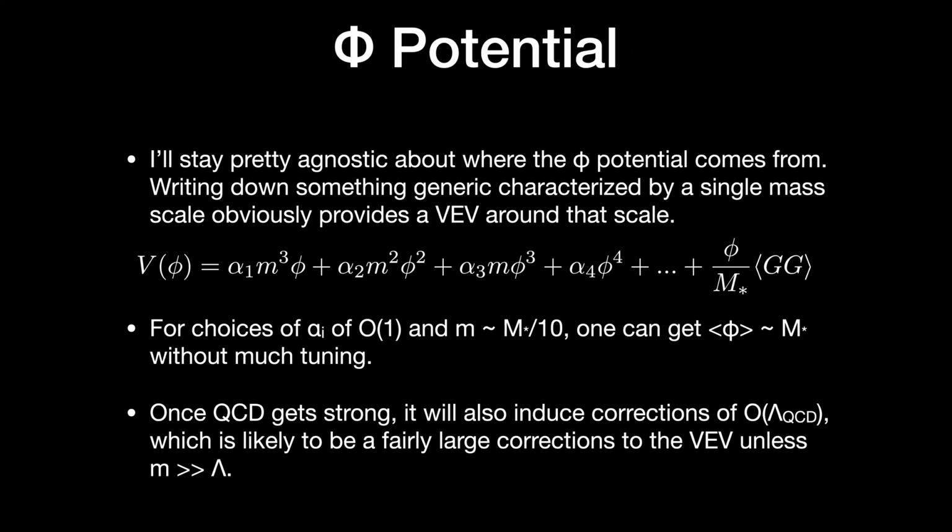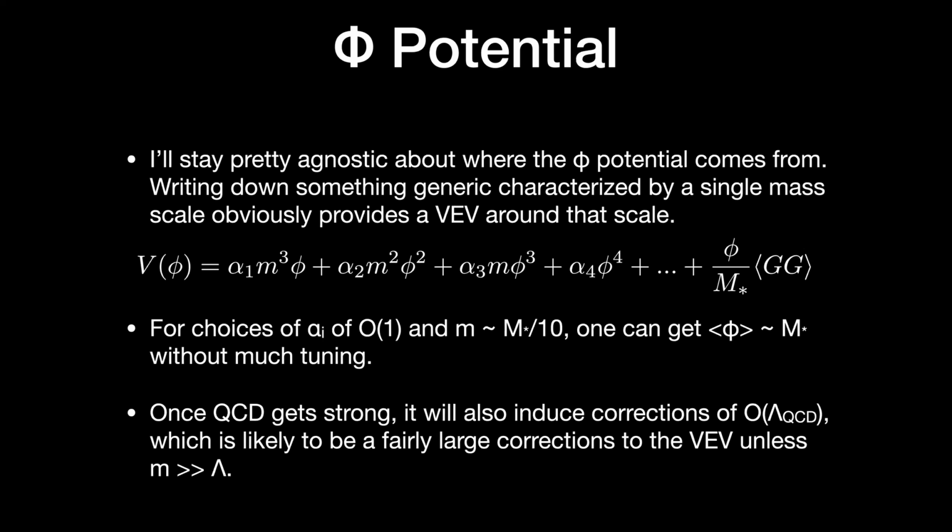So you can imagine that the potential is just given by some polynomial in phi. I put m's here just to characterize this single mass scale. And then alpha 1, alpha 2, alpha 3, alpha 4 are just some constants, which I'm imagining are of order 1, which then characterize the specific potential. I guess you could probably redefine phi and get rid of the linear term if you wanted to.